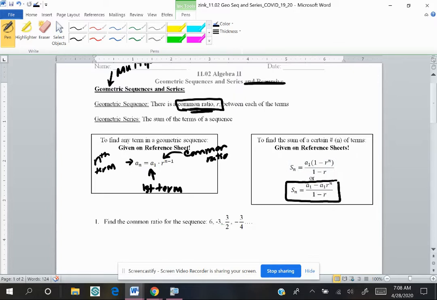Now I put 2 on here. This is the one that's on the reference sheet, but I find that this one is a lot easier to use. Now they're the same thing. It's just that in this one, your a sub 1 has been factored out. So see on the top right here, you have a sub 1 written twice. We're just taking that out as a GCF right here. And you're left with 1 minus r to the n. So a1 divided by a sub 1 is 1, and then this term divided by a sub 1 would leave you with r to the n.